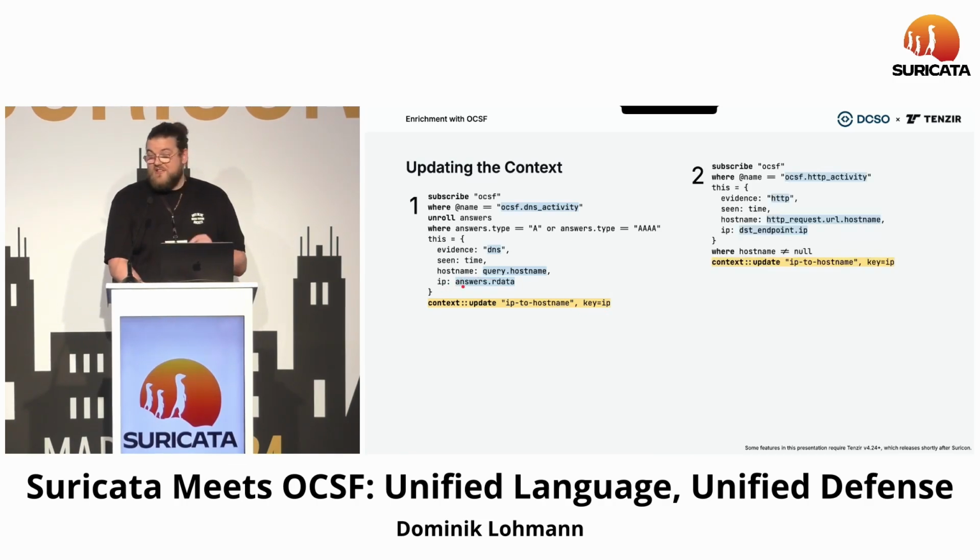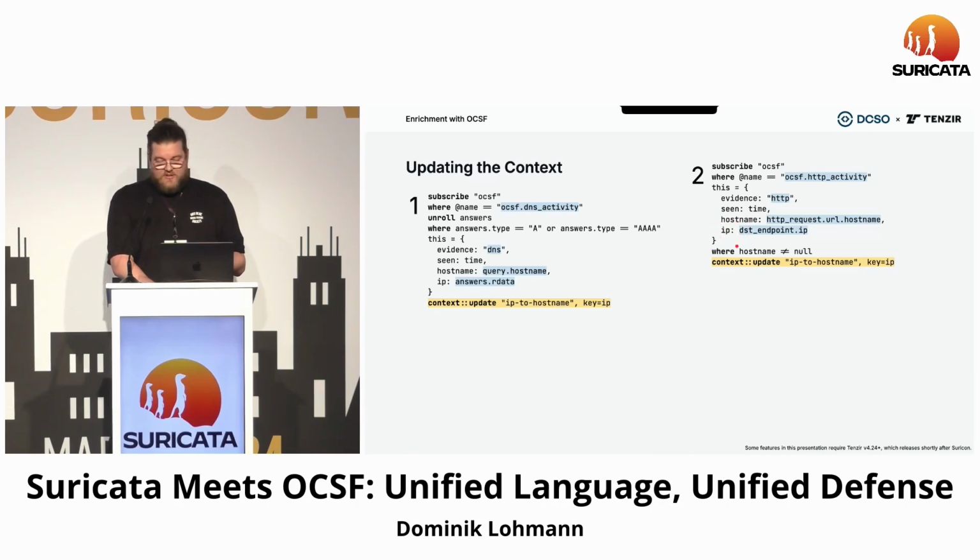And we can repeat this. So now we're doing the same thing again in another pipeline. And we're now doing it for HTTP activity. So we're again updating our IP-to-hostname context. Here for HTTP, what we're doing is we're taking the host name from the HTTP request object.